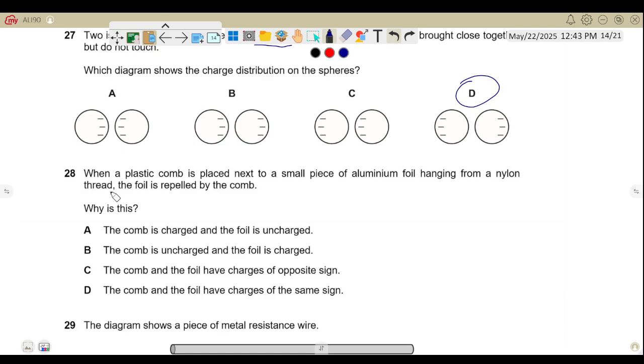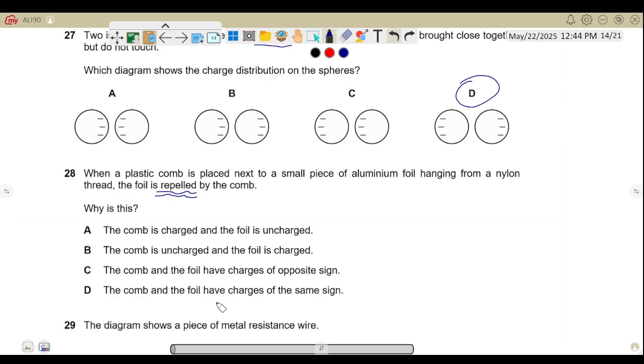Now the 28th question. When a plastic cup is placed next to a small piece of aluminum foil hanging from a nylon thread, the foil is repelled by the cup. So there is repulsion again. Why is this? Is the cup charged and the foil uncharged, or the cup uncharged and the foil charged? The cup and the foil have charges of opposite sign, or finally the cup and the foil have charges of the same sign.